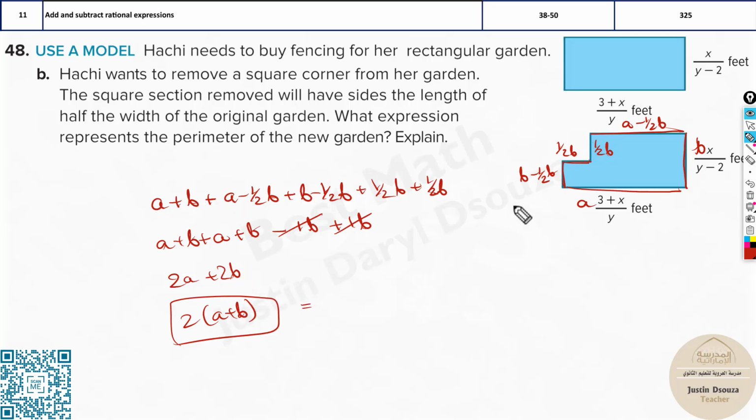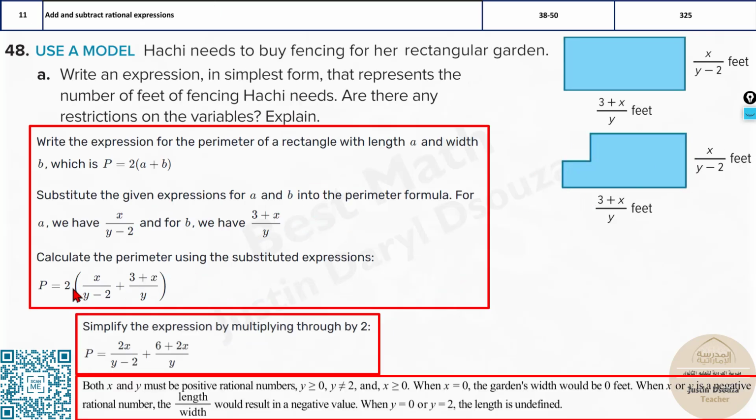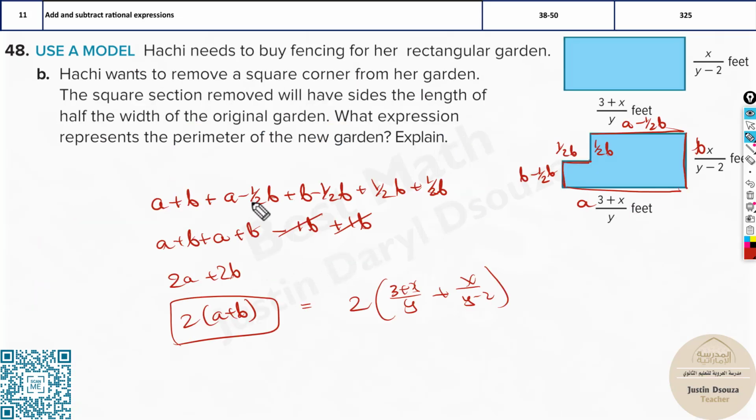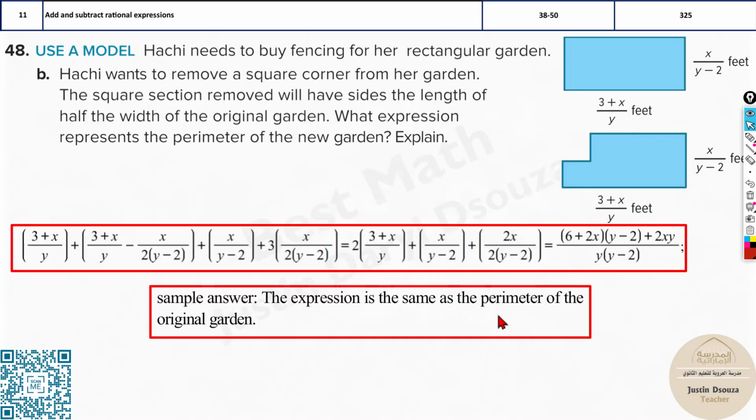Now, this is the simplification. So if I substitute here 2 times, what is A? A is basically 3 plus x by y, and B is x by y minus 2. We're going to get the same answer as the previous one. You can see in the previous part, it's the same thing, 2 times (A plus B). Now we are getting the same thing even after simplification. So here basically the perimeter is not changing. The expression is the same as the perimeter of the original garden.